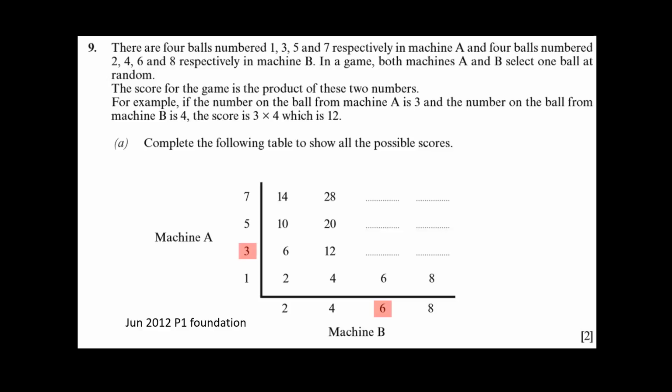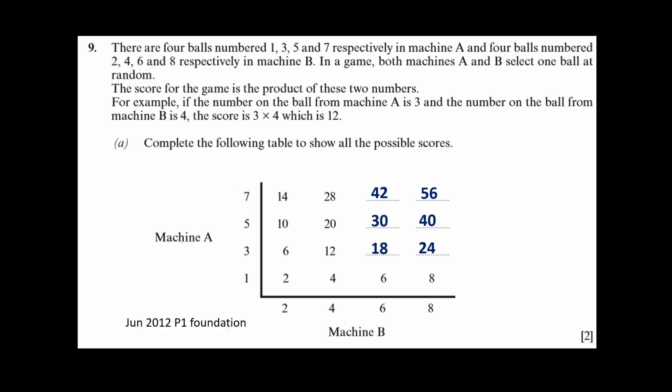We've got a 3 and a 6, so that gives us 18. Next one, we've got 5 and a 6, that gives us 5 sixes, it's 30. 7 sixes, 42. What about over here then? We've got 3 times 8, 24. 5 times 8, 40, 7 times 8, 56. And notice we get 2 marks for completing the possibility space.